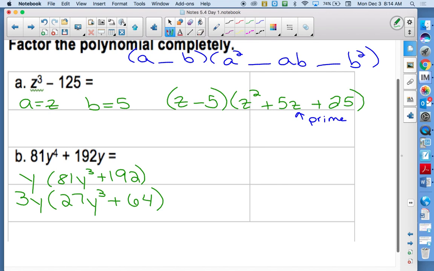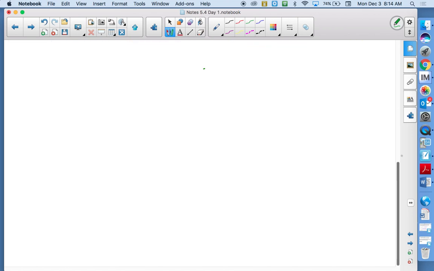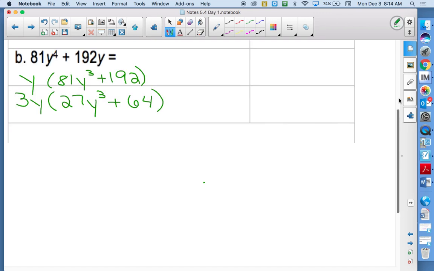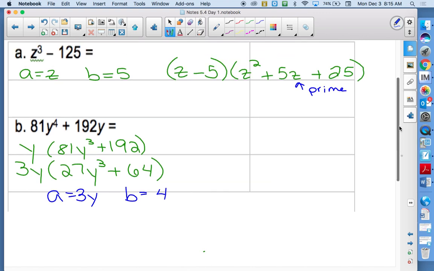So after you pull out the GCF, now we need to look to see what is the cube root of 27, what is the cube root of 64. And that math feature will be very helpful. So what times what times what makes 27, Odette? And what times what makes 64? 4. So A is 3y, B is 4. And now we're going to see if we can follow that pattern.